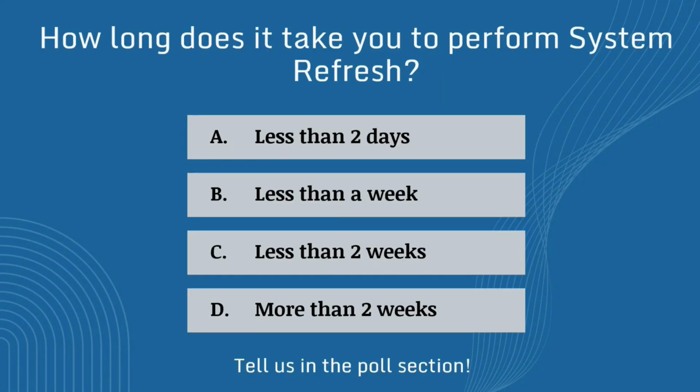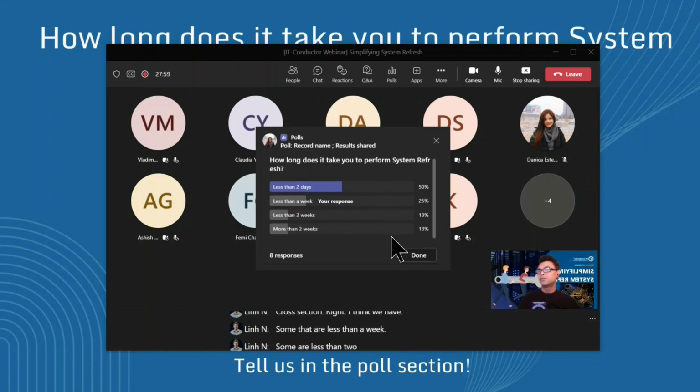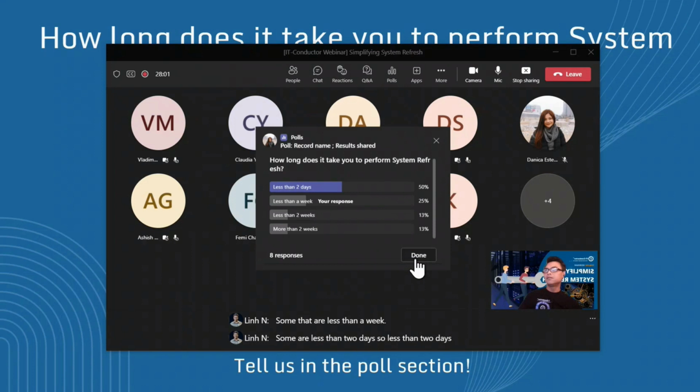So here's another poll just to get an indication from you folks. What is the typical duration that it takes for you to do a system refresh? So we can throw up a poll here. I think at this time I've got 7, 8, 9 responses. Let's see what we have the most. So this is the cross section, right? I think we have some that are less than a week. Some are less than 2 days. So less than 2 days is ideal. Obviously, that's the shortest time frame.